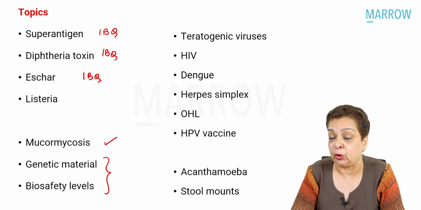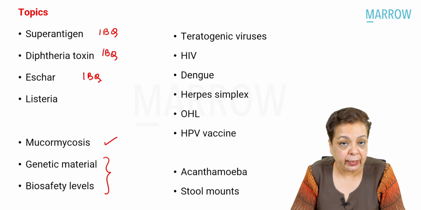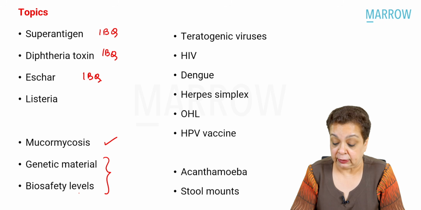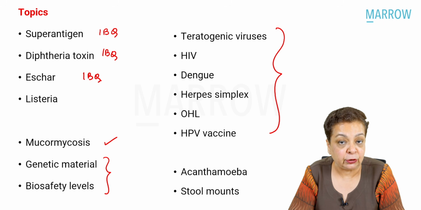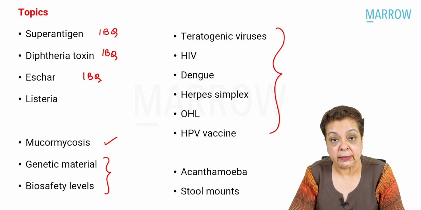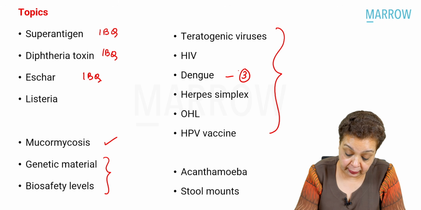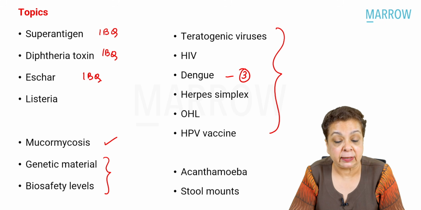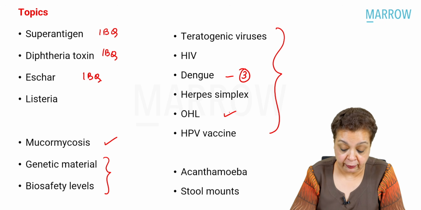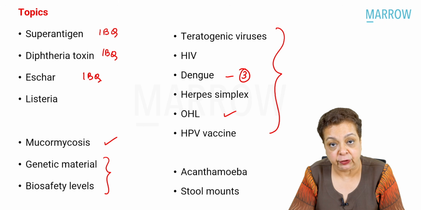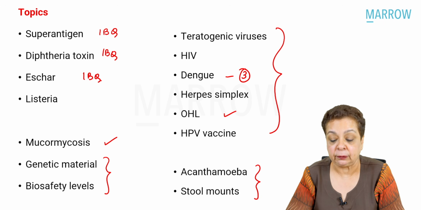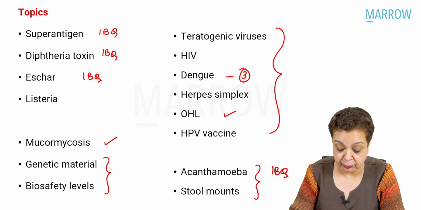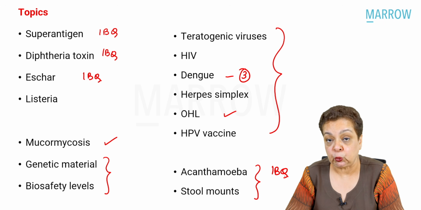That is, they were asking about the genetic material, what kind of genetic material a particular organism has, and biosafety levels. Then we had many questions from viruses, teratogenic viruses, HIV, dengue. We had 3 questions on dengue virus, herpes simplex causing meningitis, then oral hairy leukoplakia, and the component of the HPV vaccine. Then we had 2 absolutely new questions. One was an image-based question on acanthamoeba, and the other was regarding stool mounts.